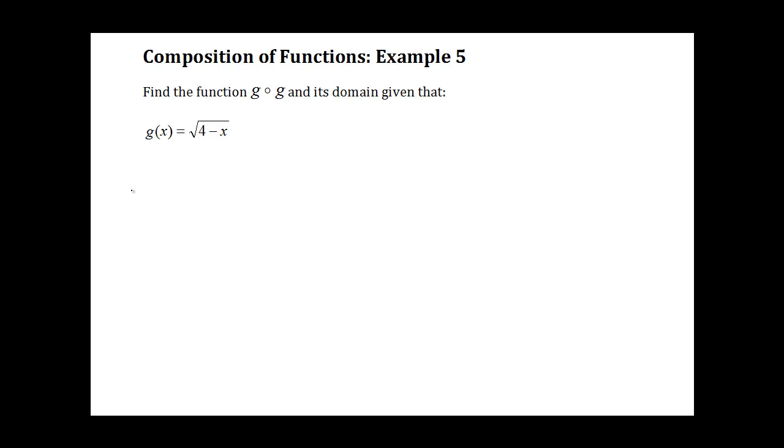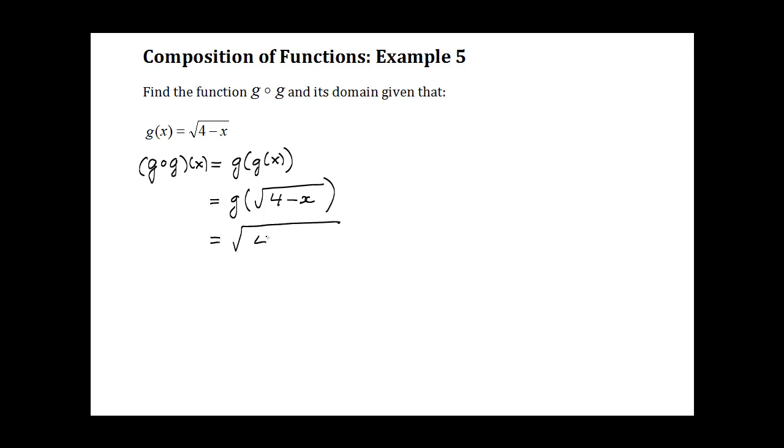In this example, I'm going to find the function g compose g as well as its domain, given that g of x equals the square root of 4 minus x. So another way of writing g compose g is g of g of x. So what I'm finding here is g of the square root of 4 minus x. So for x here, I've got to sub in the square root of 4 minus x. So this is going to be the square root of 4 minus the square root of 4 minus x. So this is our function.